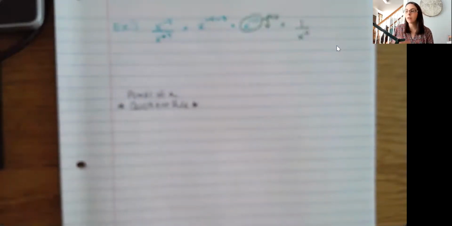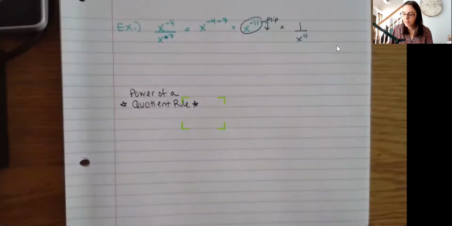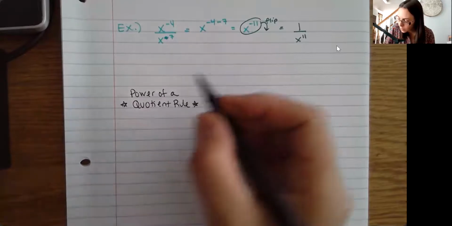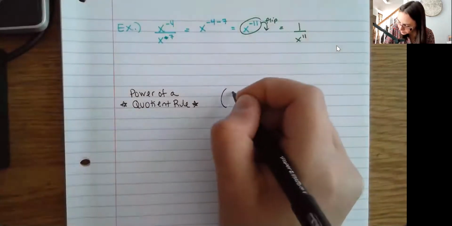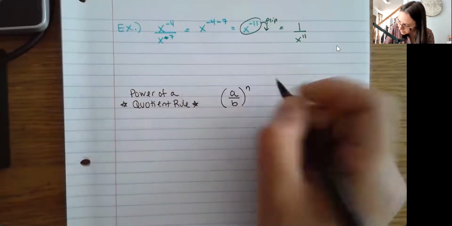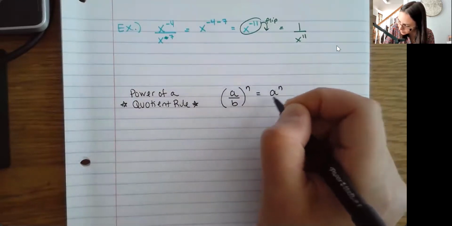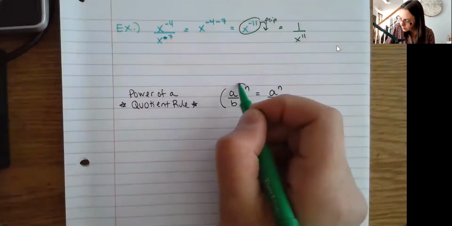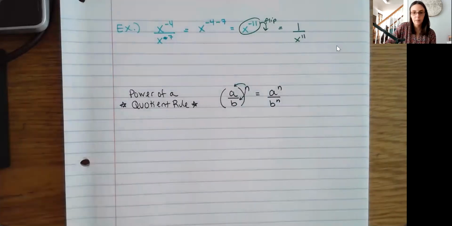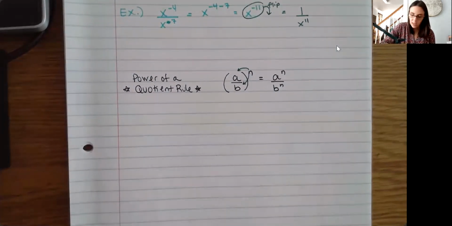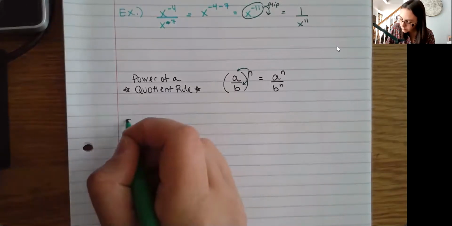So just like we have a power of a product rule, we do have a power of a quotient rule. And what that says is that you can distribute that exponent inside as well. So if I have something like a over b to the n, then I can go ahead and distribute that exponent inside.